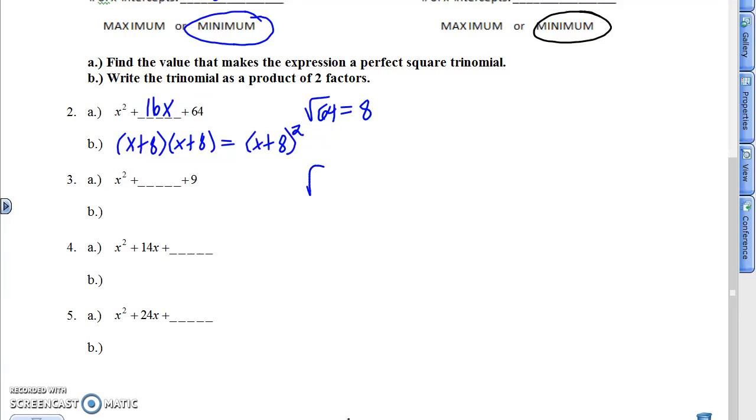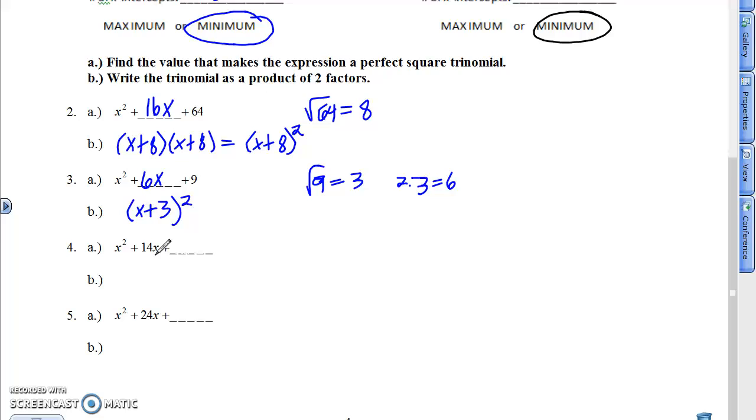Same process here, the square root of 9 is 3, so this would be x plus 3 times x plus 3, or I'm going to write it as x plus 3 squared. 3 times 2 is 6. This middle term is my 6x.